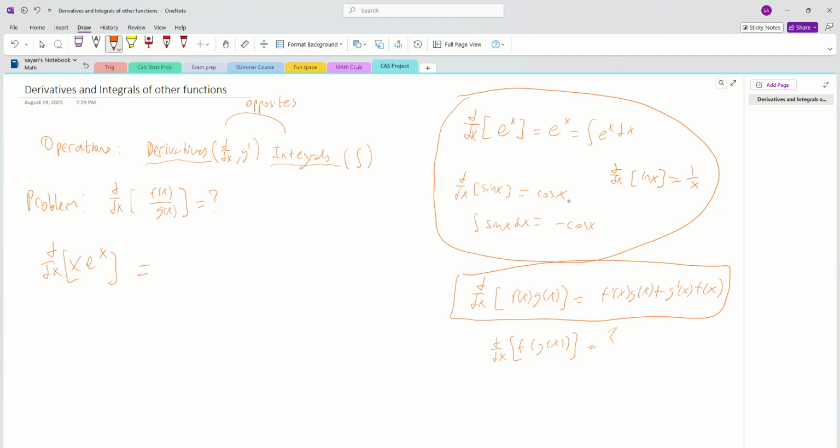But we're going to do exactly what this thing says. Differentiate the first function. The derivative of x is 1. Keep the second function. Add. Keep the first function. Differentiate the second function. We know the derivative of e to the x is just e to the x, right? So, in the end, we can factor out e to the x, and we are left with 1 plus x. This would be the solution.